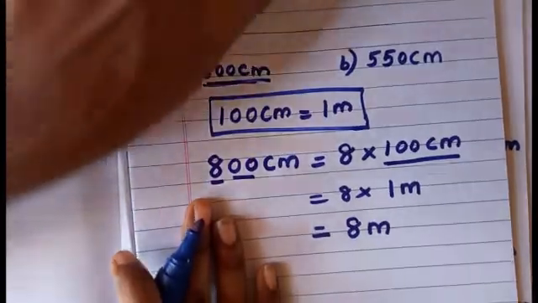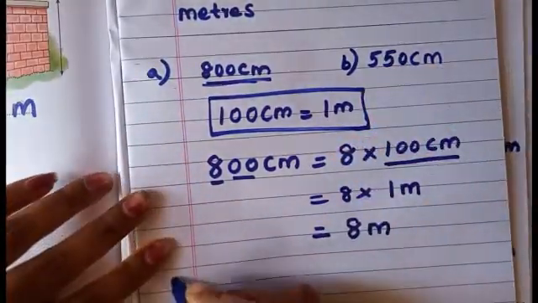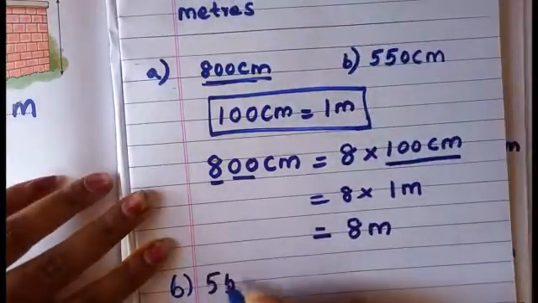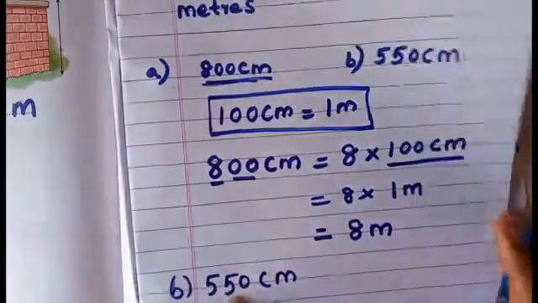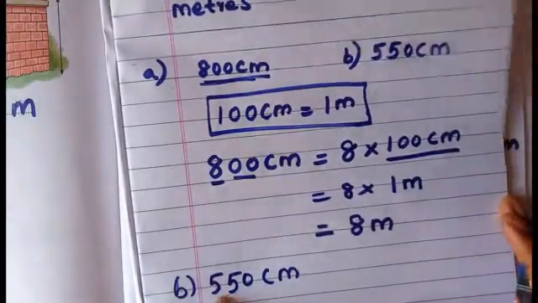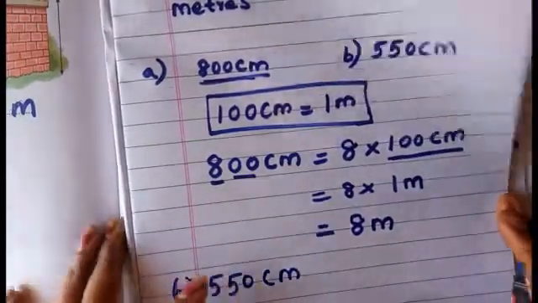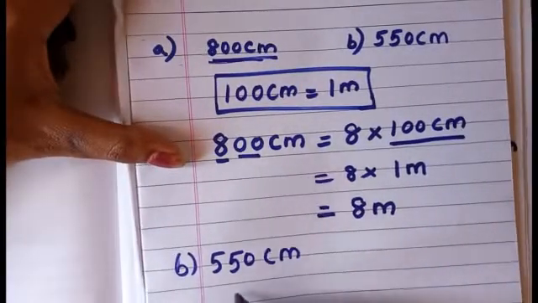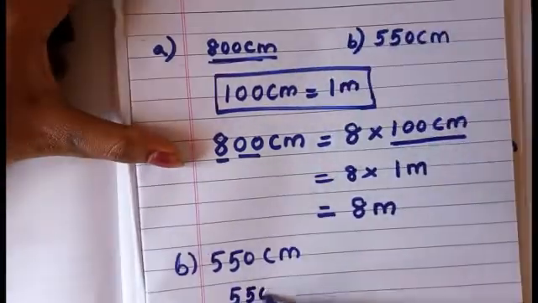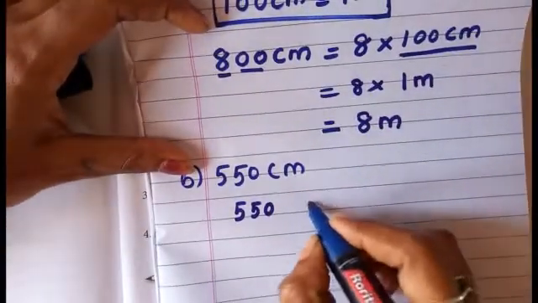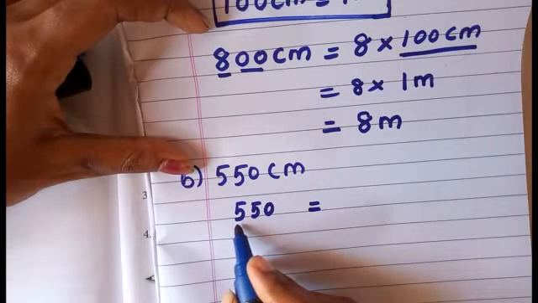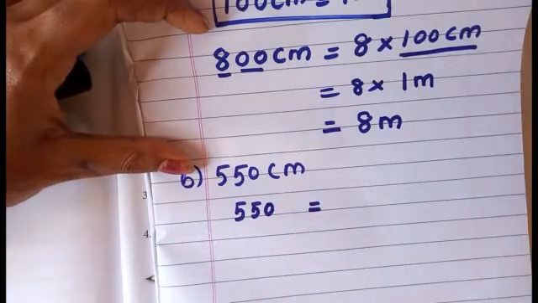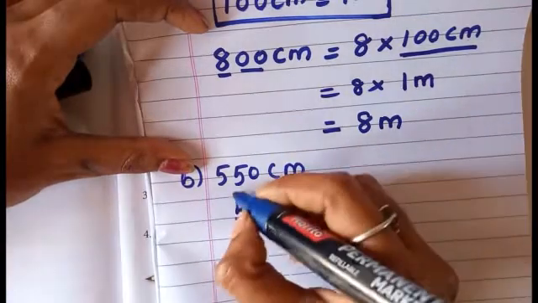Again you have to see the next sum, 550 centimeters. This is not given as 0, 0, but 50 is given, so no need to worry about that. If it is 550 centimeters, first you have to write 550 centimeters, and then split this 550 into 500.